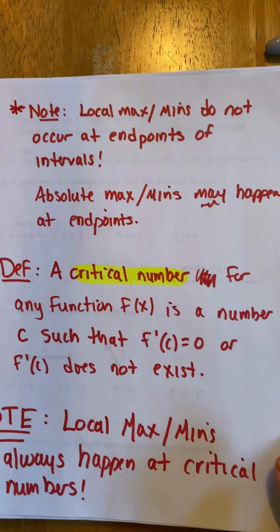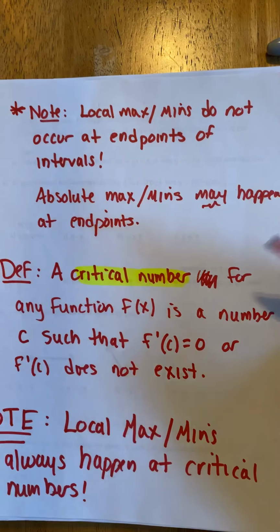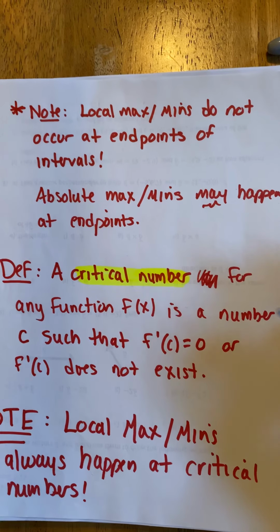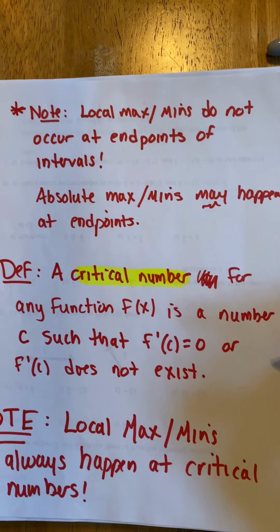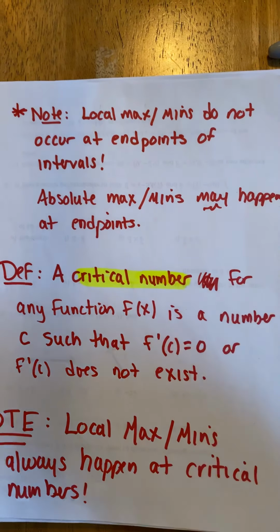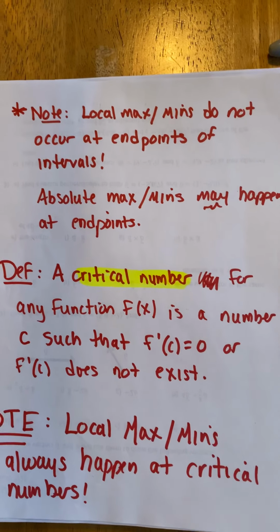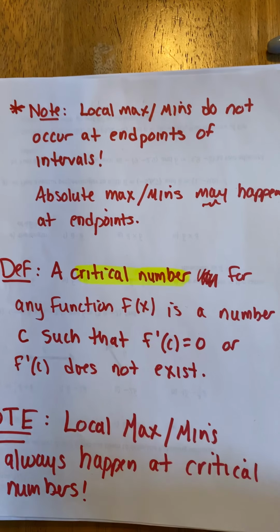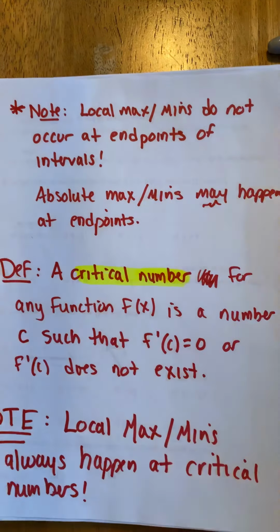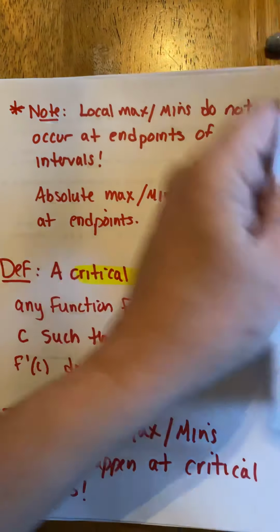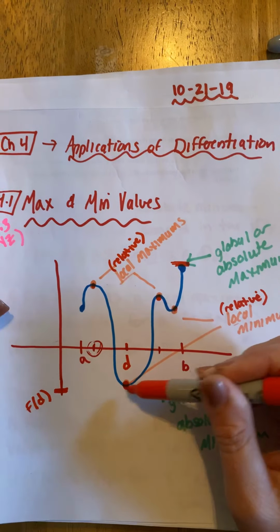All right, so how do we find these absolute max and mins and local max and mins? First thing we need to do is define what we call a critical number for any function. To find the critical numbers for a function, we take the derivative and set it equal to 0, or we take the derivative and see where it does not exist, what values are not in the domain of the derivative. So just to note, local maxes and mins always happen at critical numbers. If you think about it, if the derivative is 0, it's going to be where the slope is 0, and that happens at the top of the hill and the bottom of valleys.